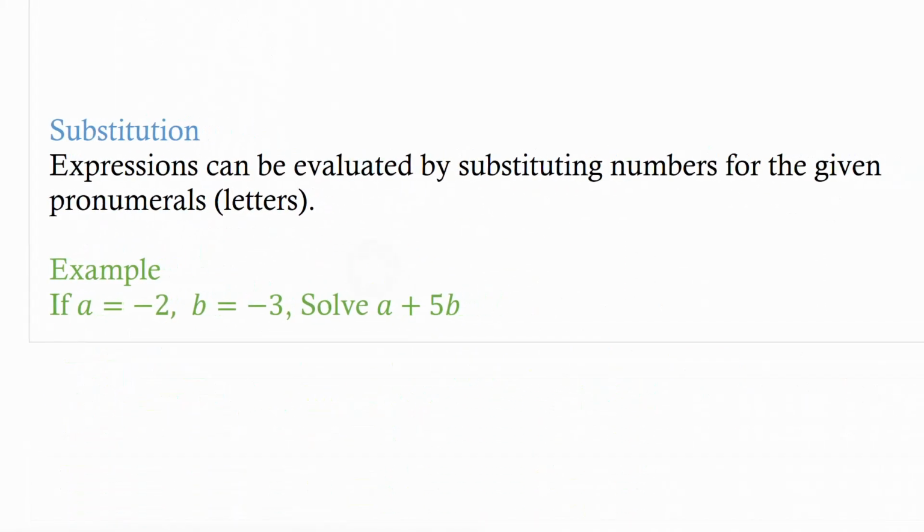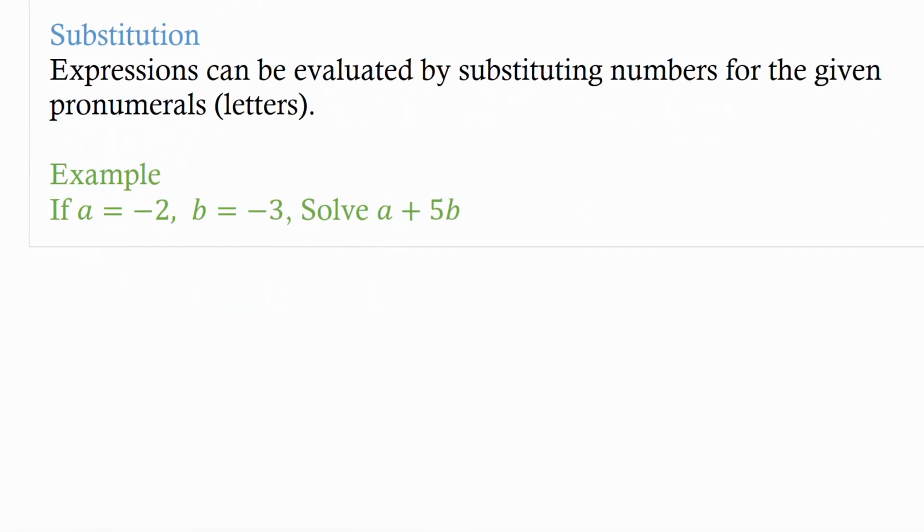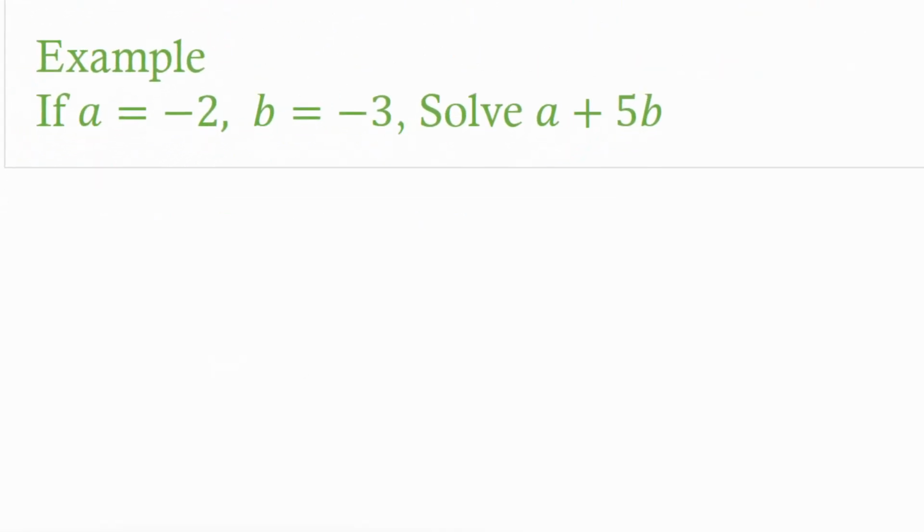All right, next thing we're going to quickly look at is substitution. So these expressions, which is just like your a plus 5b, that's an expression, they can be evaluated by substituting or changing the letters or pronumerals for numbers. And usually we're given those numbers. So here's our example. We have a equals negative 2, b equals negative 3, and we need to solve a plus 5b.